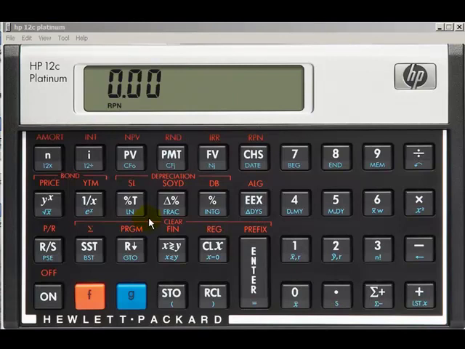Now we're ready to use the HP emulator. This should be what you have in your hands, your actual HP12c Platinum. The first thing you want to do, just in case there is any old data in here, is to clear the previous data.